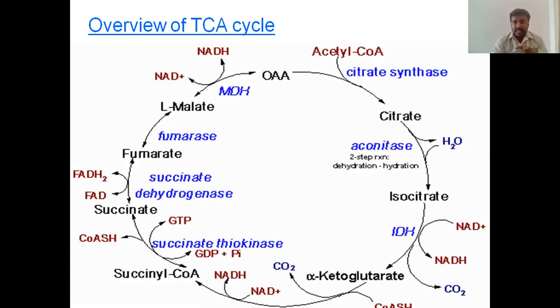Coming to the citric acid cycle pathway. In this pathway, first there is the formation of citrate, or citric acid. That is why it is called the citric acid cycle. As I said already, the pyruvate is converted into acetyl coenzyme A, which combines with OAA, oxaloacetate.